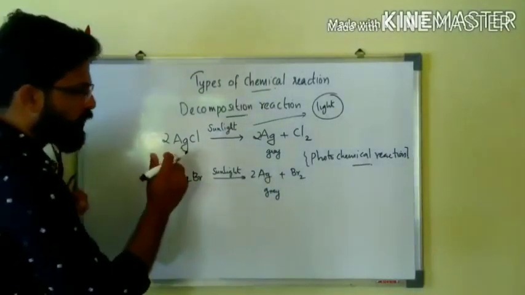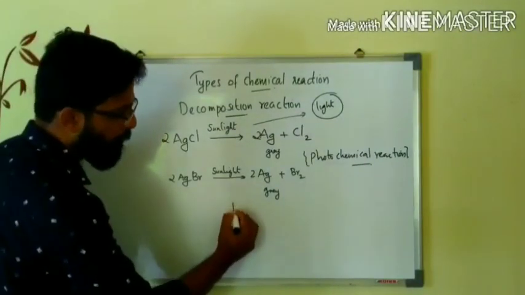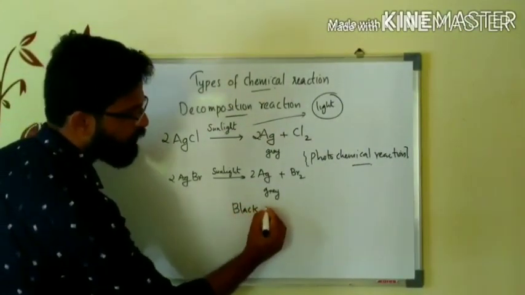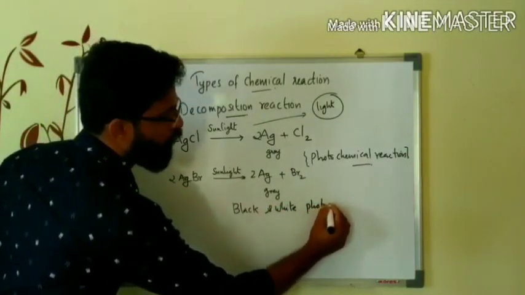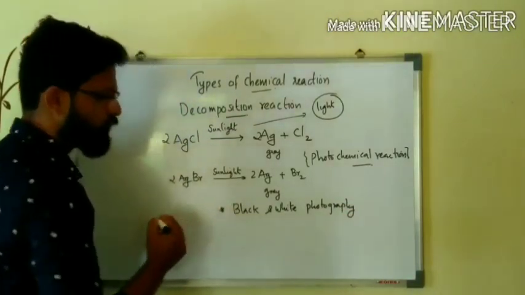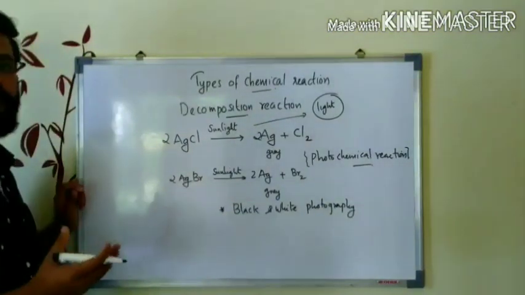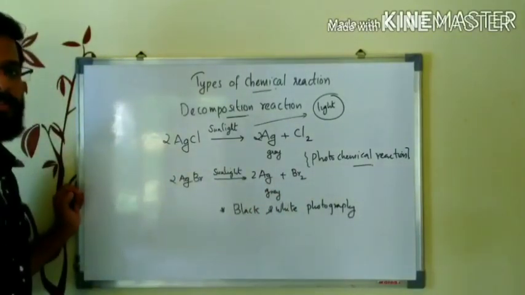And silver bromide and silver chloride both are used in black and white photography. This is the use of silver bromide and silver chloride. It was used in what? Black and white photography.